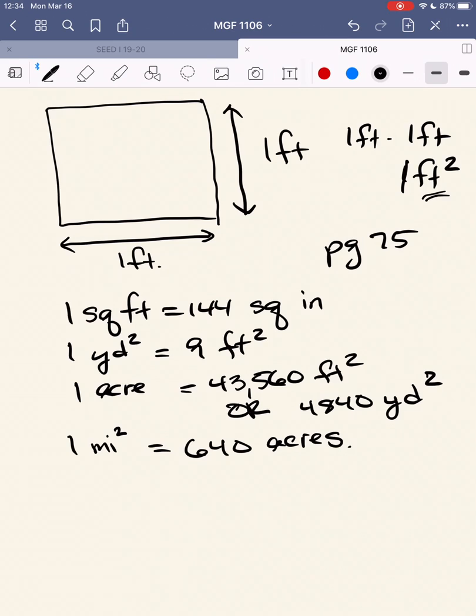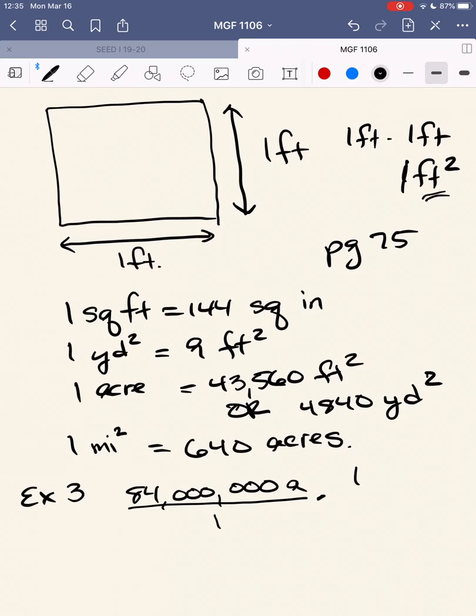All right, I'm going to look at example 3, which is on page 75 also. It says the National Park Service administers approximately 84 million acres of national parks. How large is this in square miles? So I have 84 million acres. I'm going to put that over 1, just like we've been doing.